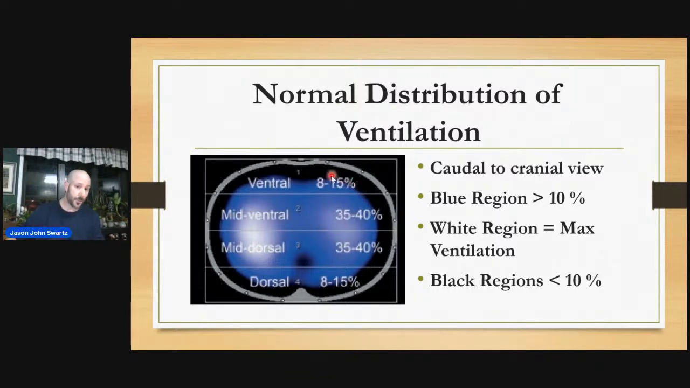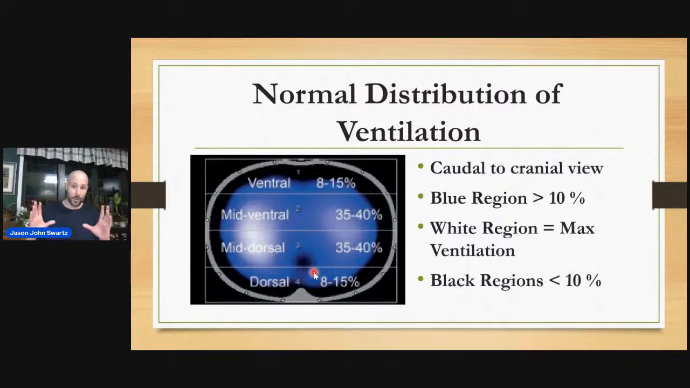The distribution of ventilation will show up in blue. So when you have blue, that's where the aeration is. There will always be within the blue a certain amount of white. The white helps to show where a large portion of the tidal volume is going, where you see this white appearance. So you want the white to be well blended in, well distributed within the blue.